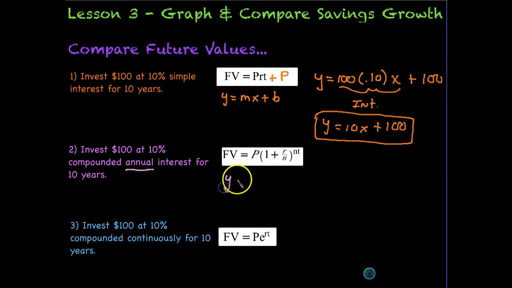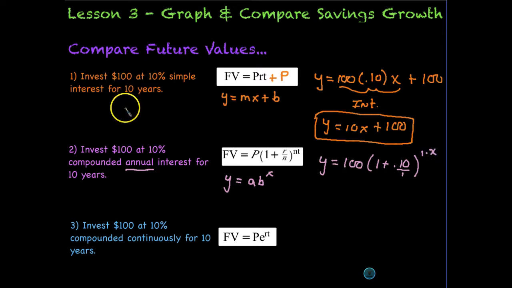If you remember, y equals a b to the x. And this is our exponential growth equation. So if we start off and fill in what we know, our future value is going to be our principal, which is $100, times 1 plus our rate, which is 10%. Remember that this is just over 1. And then raised to the nt. Well, n is 1, and I'll go ahead and write that in. And our time period is going to be x.